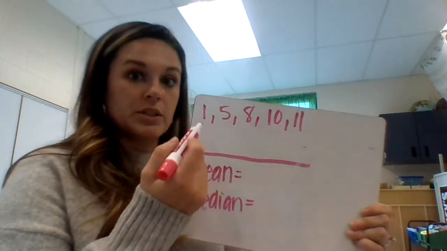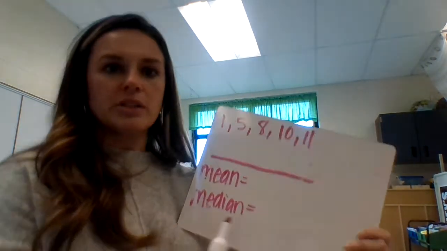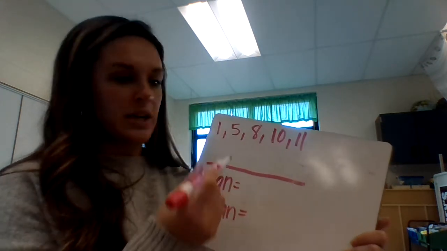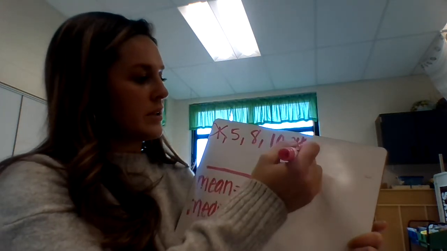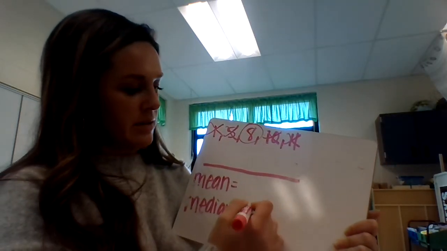So here's an example. In this example, they're in order least to greatest: 1, 5, 8, 10, 11. So that one's easy. Let's do the median first because it's going to be easier. The way that I do this is I cut one off on each side. So cut, cut, cut, cut. So 8 is the median.